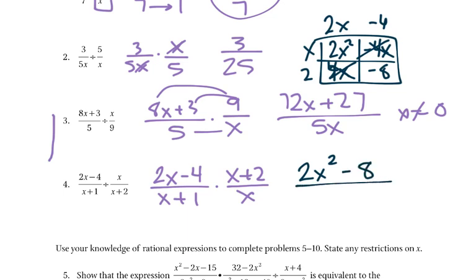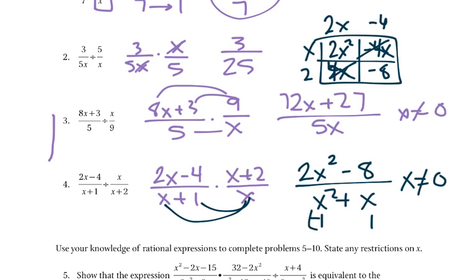2x squared minus 8 on top. Bottom, x times x is x squared, x times 1 is x. Remember, you may think that you can take this and eliminate it, but because of the plus and minus, we can't. So restrictions: x cannot equal 0, and then x plus 1, so negative 1 plus 1, that would be 0, so x cannot equal negative 1. I believe those are the only two restrictions we would have.